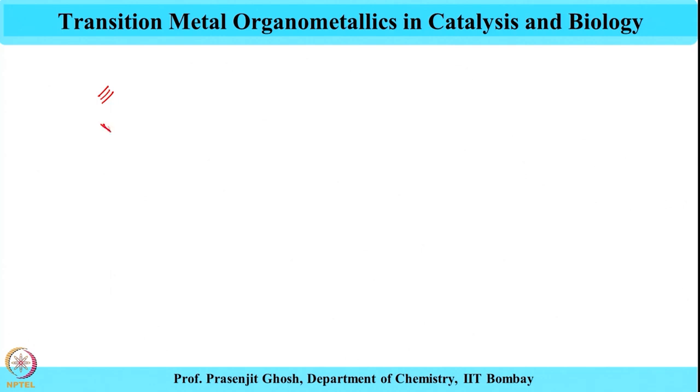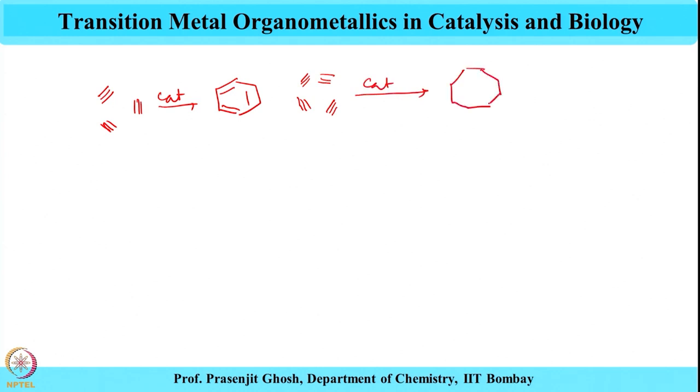So, for example, the reaction of three acetylenic fragments giving benzene is an interesting example of this conventional Reppe reaction. Or proceeding further, we have also looked into the cyclotetramerization of acetylene giving cyclooctatetraene, and these are nothing but conventional Reppe reactions.